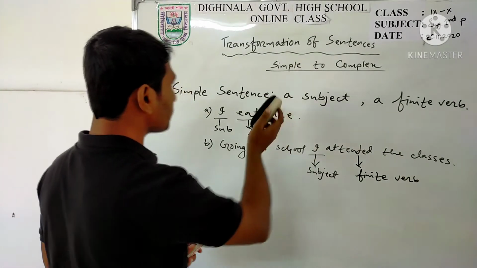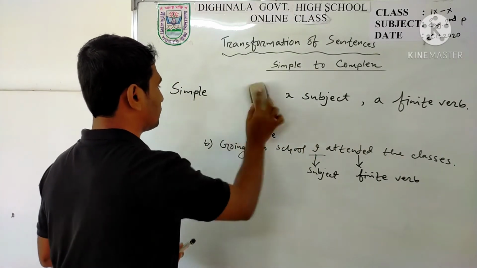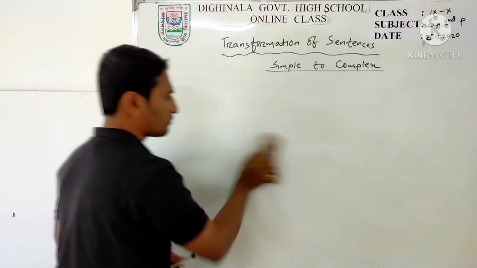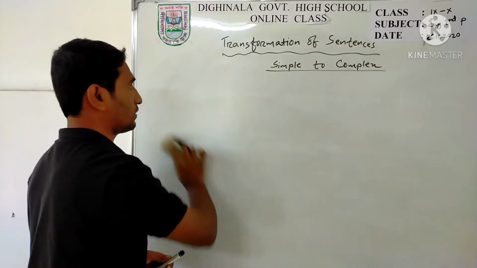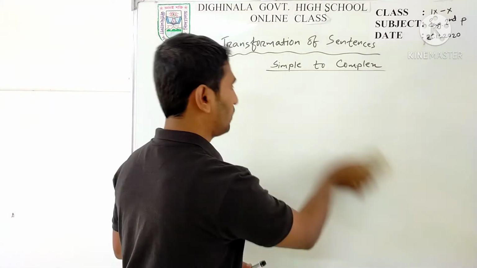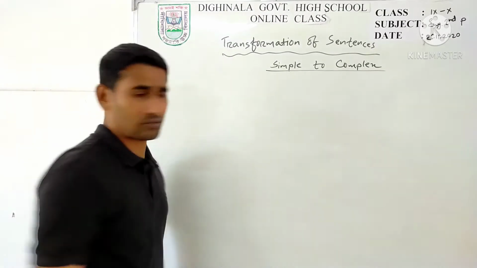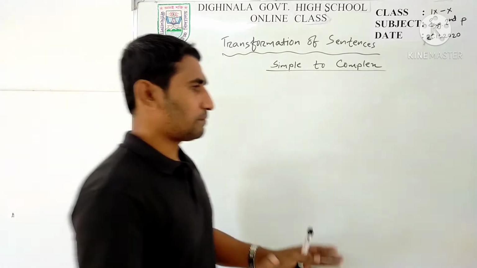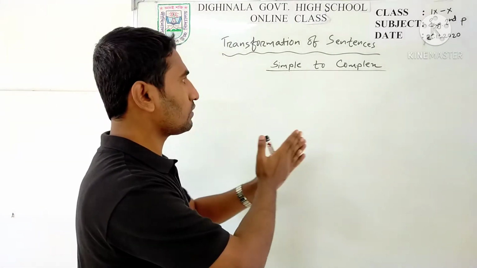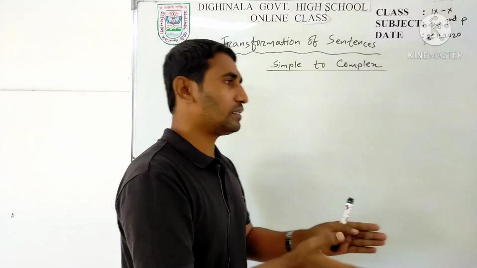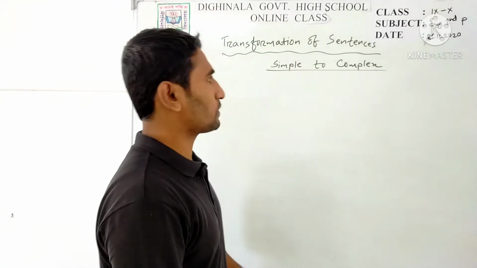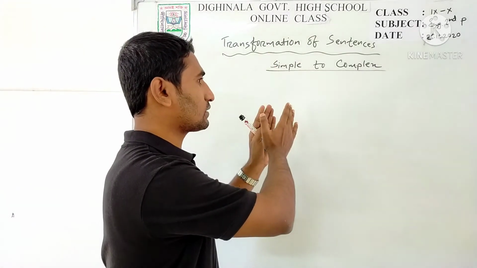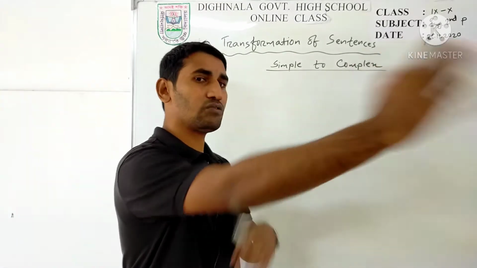Now see, what is a complex sentence? Actually, it is a long process to make you understand transformation of sentences, especially simple to complex, simple to compound, or complex to compound. So you have to learn it step by step. Today, I will try to make you understand what is simple, what is complex, and what is compound. Then, in the shortest possible time, we can discuss one or two rules of turning simple sentences to complex sentences.